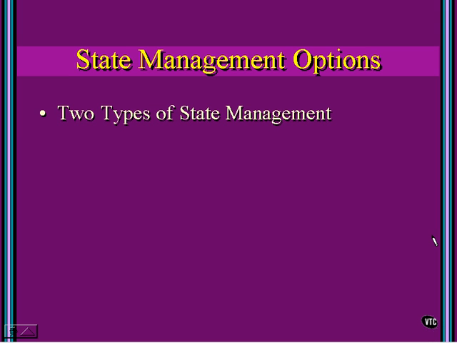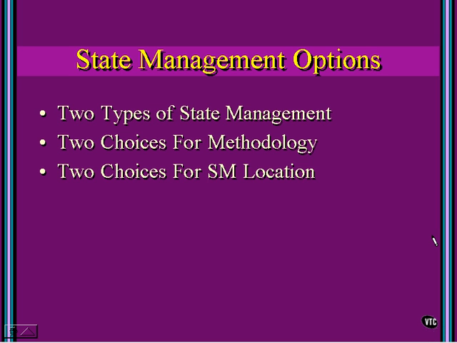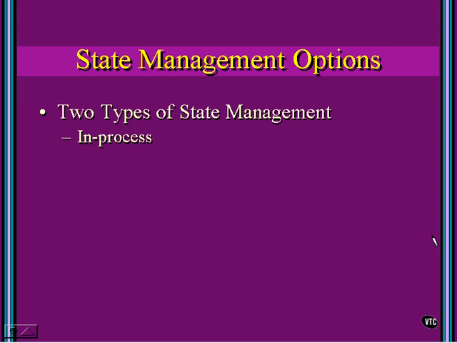As we go through, this will be a little bit long and involved, and I don't want to lose you here. But understand there are a number of different ways to handle this. First of all, there are two types of state management. Then there are two choices for how we want to carry out either of those two types. Then there are two choices for where we store our state management information. So let's dig into each one of these, and then I'm going to talk about pros and cons on them. First of all, the two types of state management.